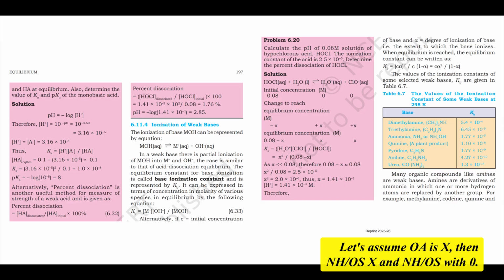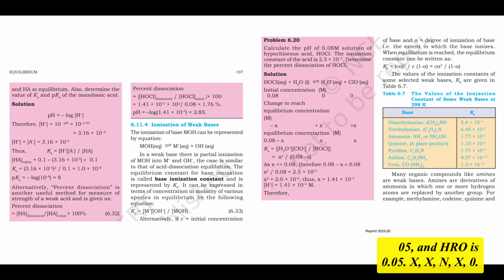Then [NH4+] is x, and [NH3] is 0.05 minus x, approximately 0.05. So 1.77 × 10^-5 = x² / 0.05. Solving for x: x² = 1.77 × 10^-5 × 0.05 = 8.85 × 10^-7, so x is about 9.4 × 10^-4.